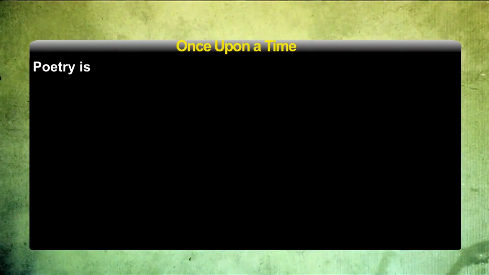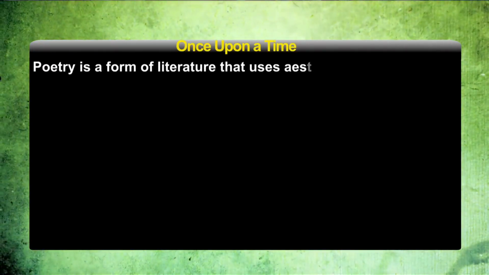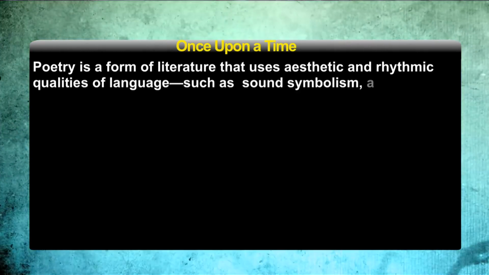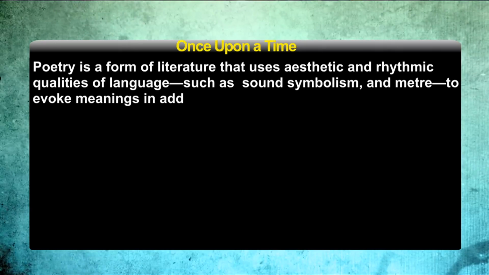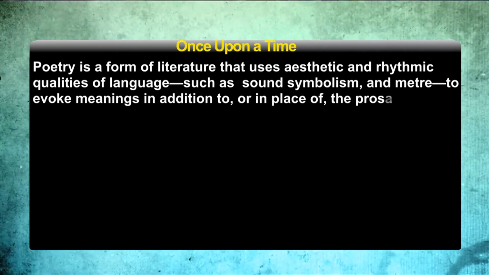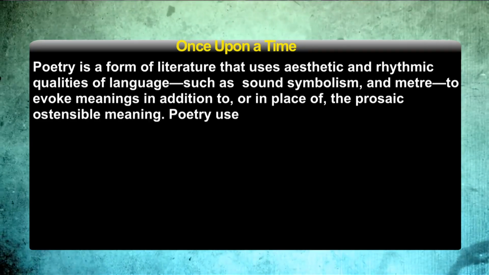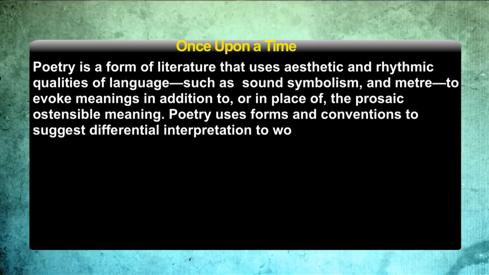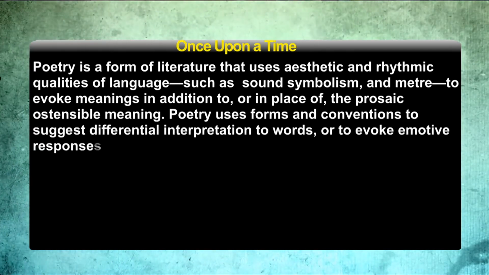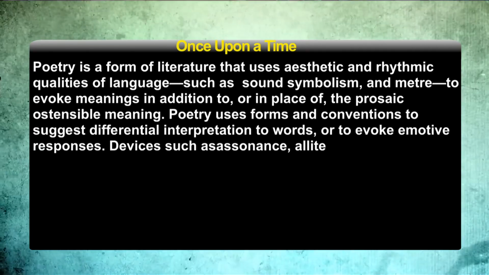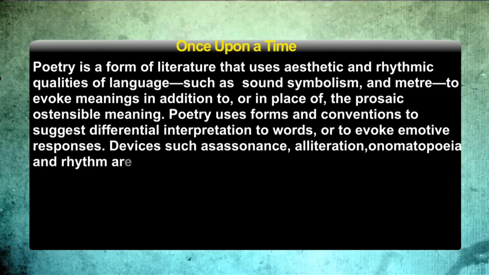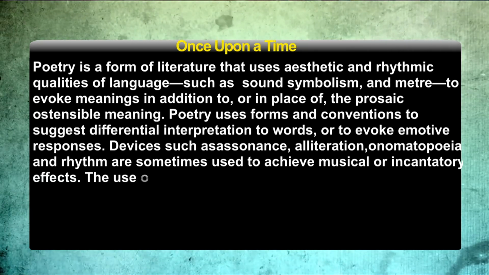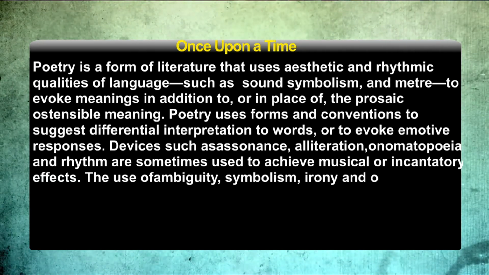Learners, poetry is a form of literature that uses aesthetic and rhythmic qualities of language, such as sound symbolism and meter, to evoke feelings in addition to or in place of the prosaic ostensible meaning. Poetry uses forms and conventions to suggest differential interpretation to words or to evoke emotive responses. Devices such as assonance, alliteration, onomatopoeia, and rhythm are sometimes used to achieve musical or incantatory effects.